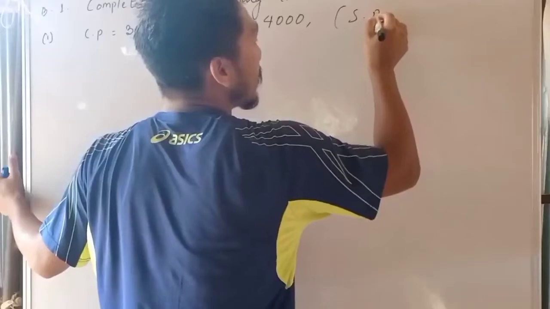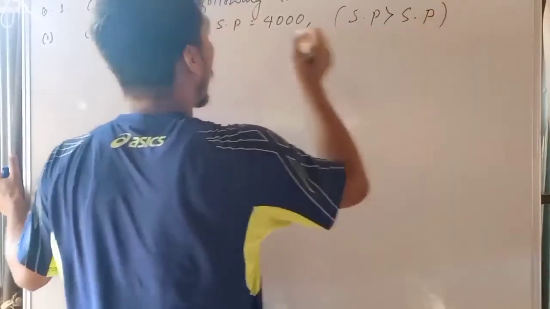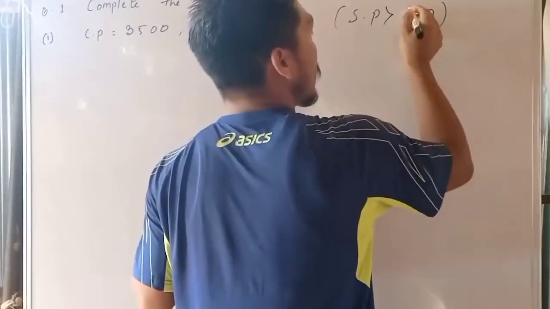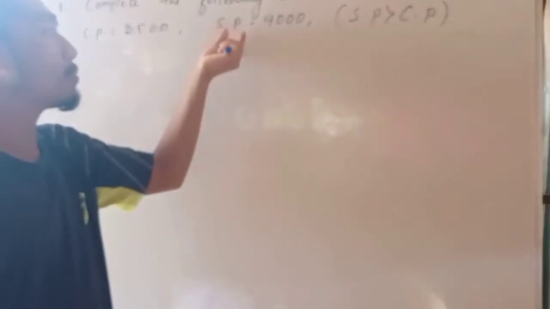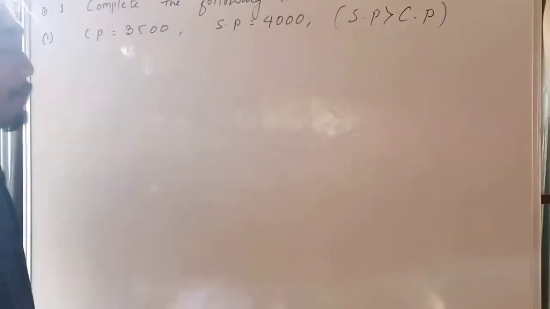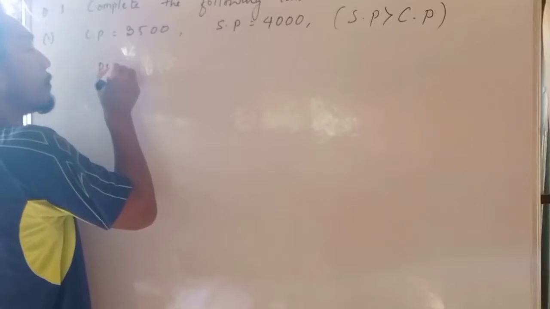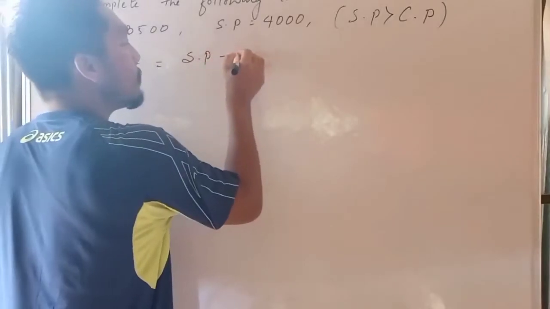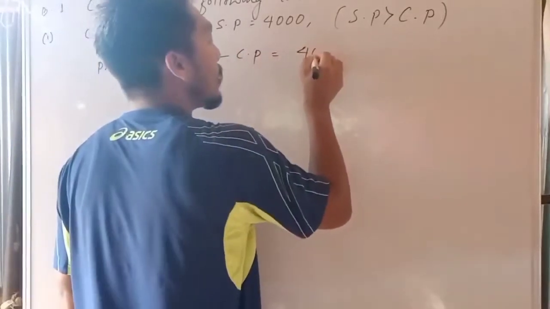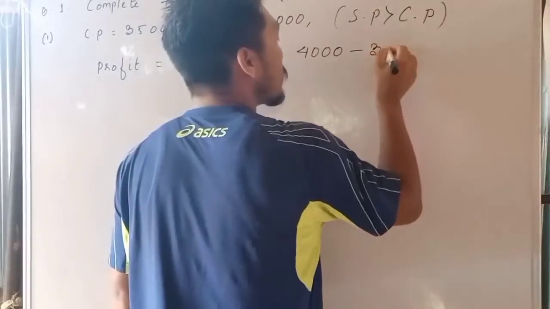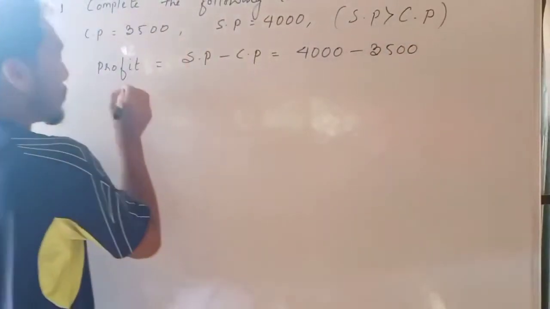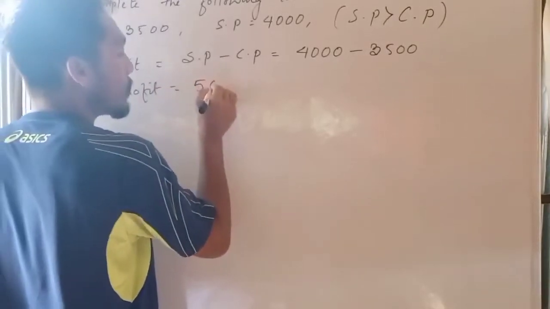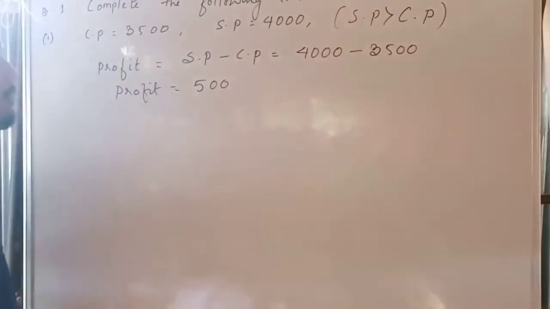So SP is greater than CP. Why? 4,000 is greater than 3,500. That means SP is greater than CP, which means there will be a profit. Okay, so profit is equal to what? We have to find the profit. Profit, we know, is SP minus CP. So SP is 4,000, and CP is 3,500. So if you subtract this, how much is the profit? Profit is 500.